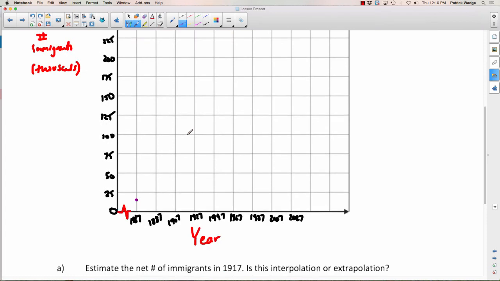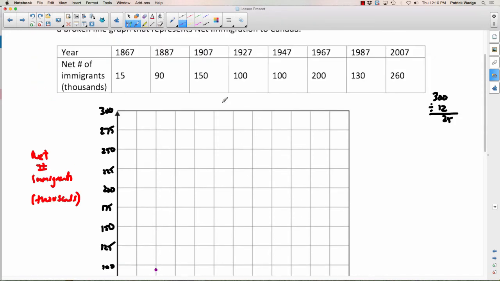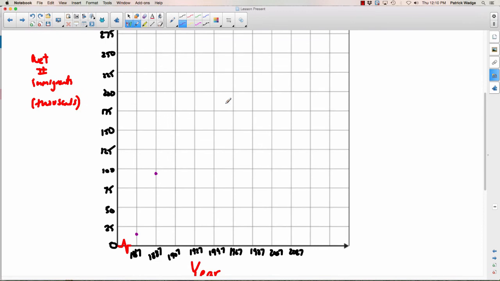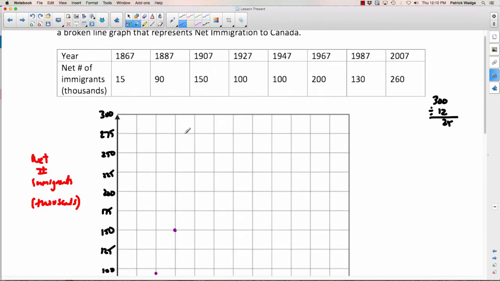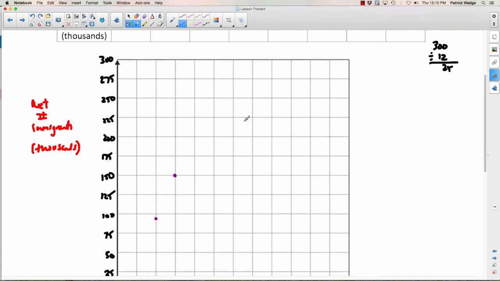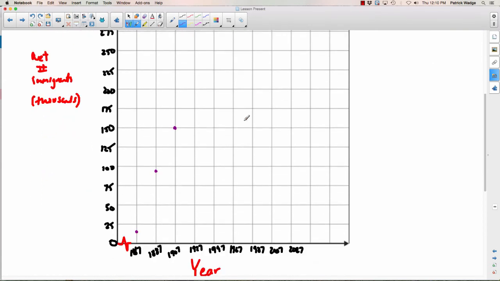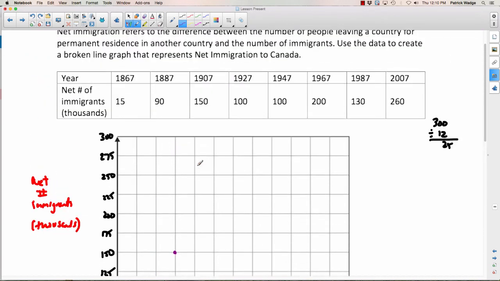1887, 90. So 1887, and we're going up to 90. So it's going to be close to 100, but a little ways off. 1907 is 150. Yes, that's exactly on a line. You got to love it when you get exactly on a line. 1927 is 100. Oh, it came back down. It's another perfect, pretty point.